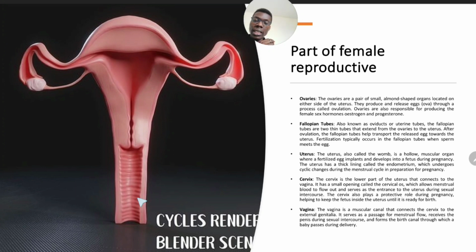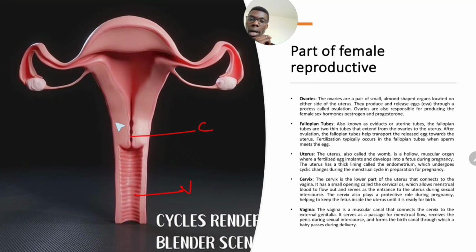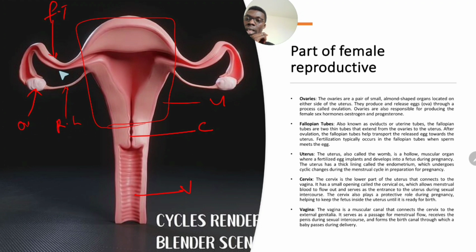So this is the vagina here. This is the cervix. This whole part is the uterus. Then this is the fallopian tube. This is the ovary. This is the round ligament. This is the ovary. There's always a wide ligament somewhere there, which is called the broad ligament. We'll get to all of this as time goes on.